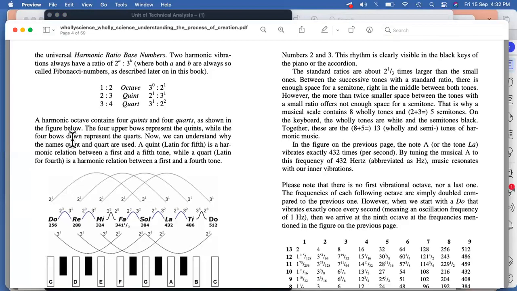Now we can understand why the names quint and quart are used, because quint is Latin for fifth. So this is 1, 2, 3, 4, 5. So this is 1 to 5, and this is 1, 2, 3, 4. So 1 and 4. That's how they have been related. Now we can understand why the names quint and quart are used. Quint is for 5, a harmonic relation between the first and the fifth, while quart is a harmonic relation between the first and the fourth.